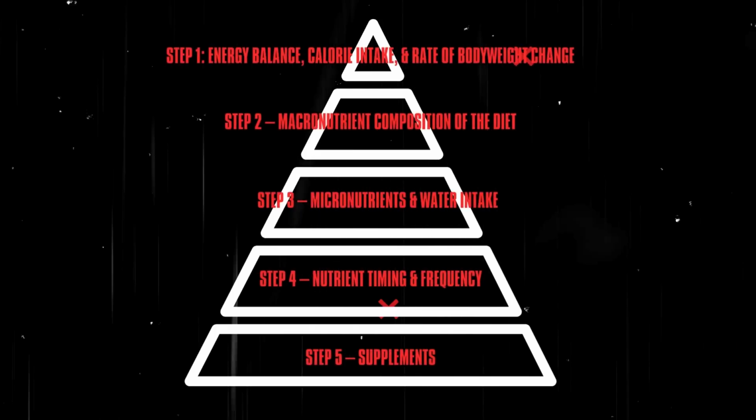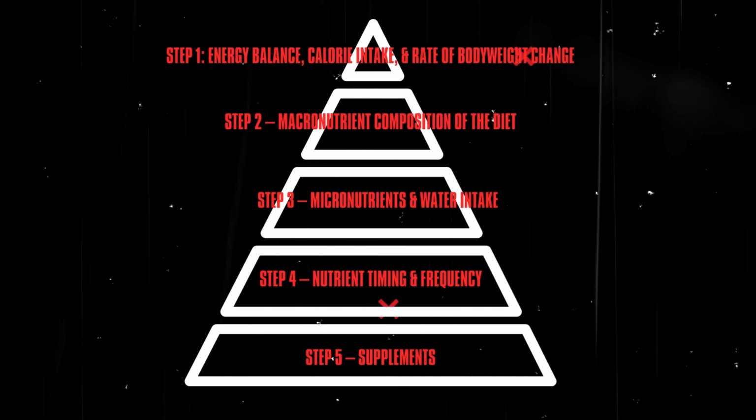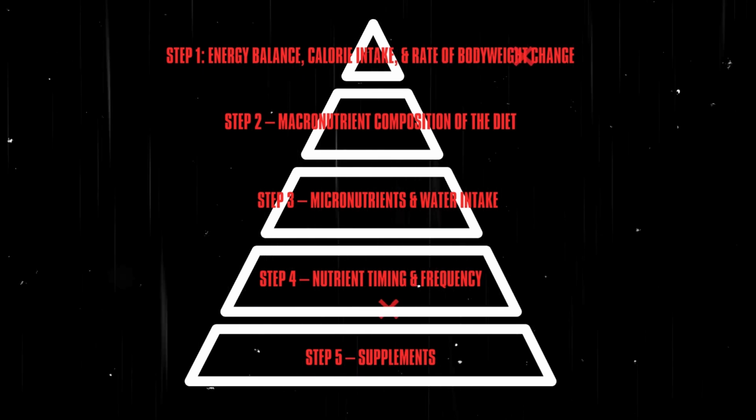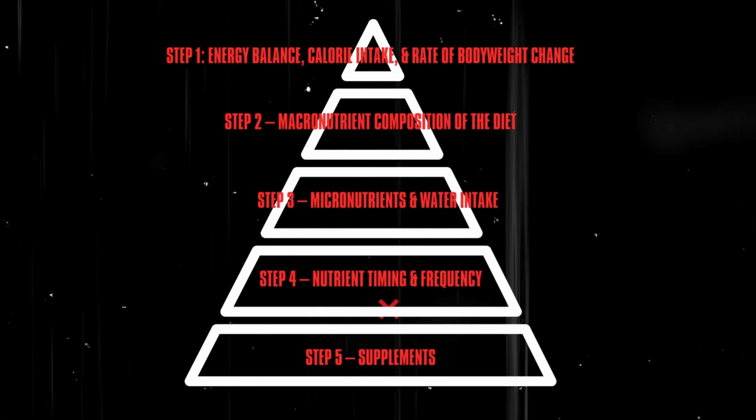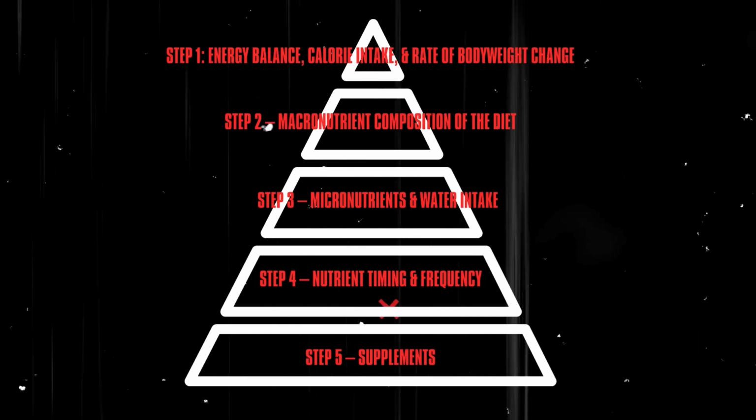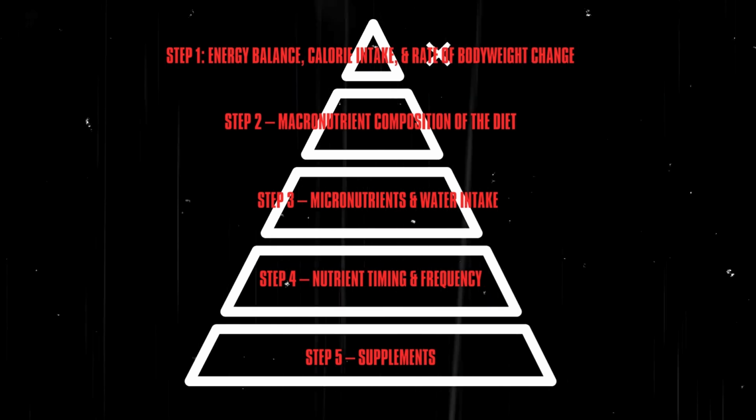I call it the pyramid of change. Step number 1 is going to be your calorie intake. Step number 2 is going to be your micronutrients. Step number 3 is going to be micronutrients in relation to water intake. Step number 4 is nutrition, timing, and frequency. And step number 5 is going to be supplements. We're going to go over all 5 steps in this video and take you from 250 pounds down to 200 pounds.